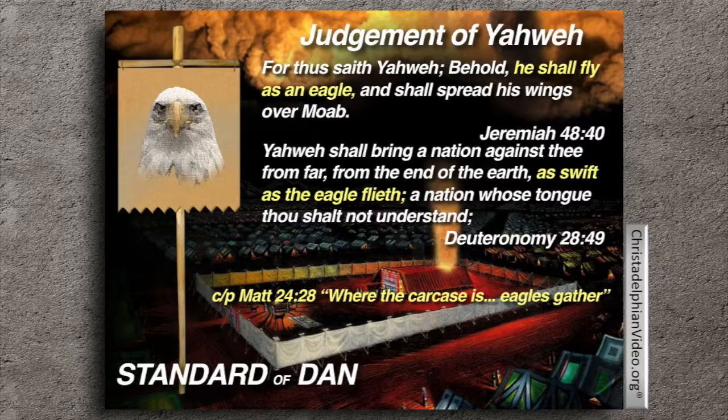Deuteronomy 28 and verse 49, speaking of the nation of Israel, "Yahweh shall bring a nation against thee from far, from the end of the earth, as swift as the eagle flieth, whose tongue thou shalt not understand." And again, brothers and sisters, it's ironic, is it not, that God says, "I brought you out of Egypt, and I bear you on eagle's wings."